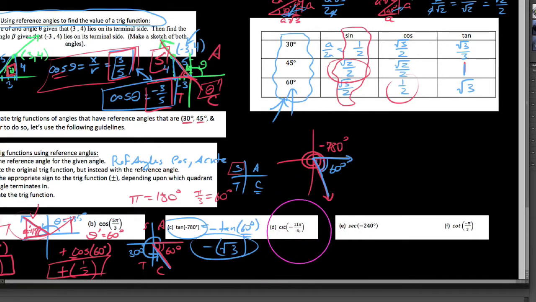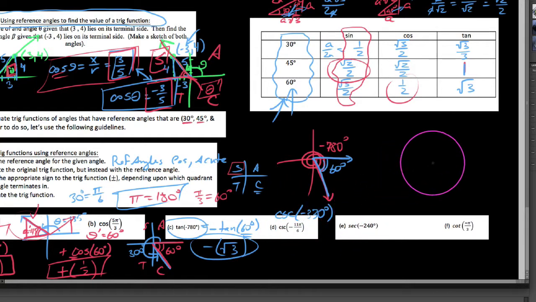So let's do 3 more here. We say cosecant. What if I wanted to find a reciprocal trig function? Cosecant of a negative 11 pi over 6. Okay, recall that pi is 180 still, so a sixth of pi is 30, and I have 11 of those angles. So really this right here is the cosecant of negative 330 degrees.